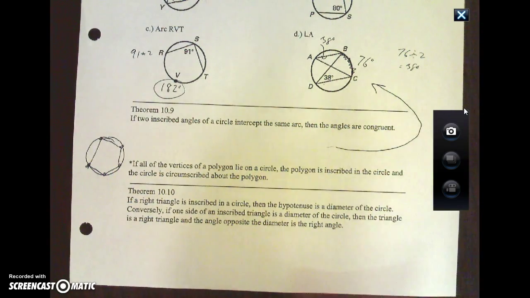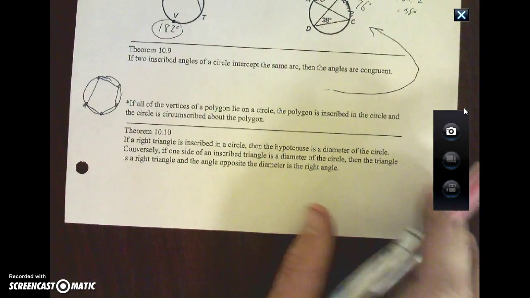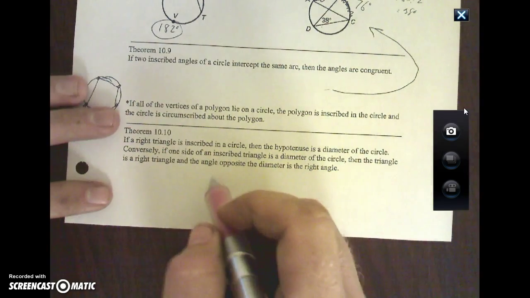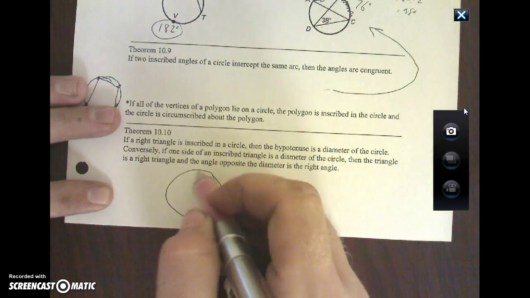Right? Now we're going to use this because it's going to help us out with theorem 10.10. If a right triangle is inscribed in a circle, I'll show you what that looks like.